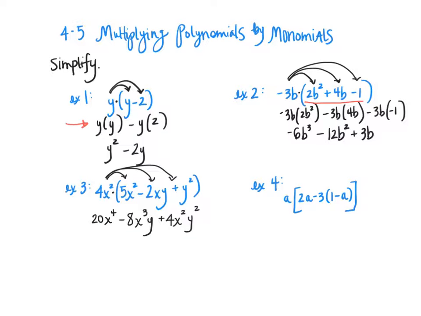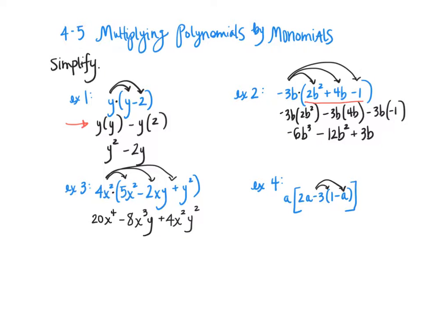Okay, now let's look at the last one. The last one, I have a parentheses within a bracket. So I'm going to look at that bracket and say, okay, what am I going to start with first? So I have a 2a minus 3 times an entire parentheses. For me, I'm going to go ahead and just distribute that negative 3.